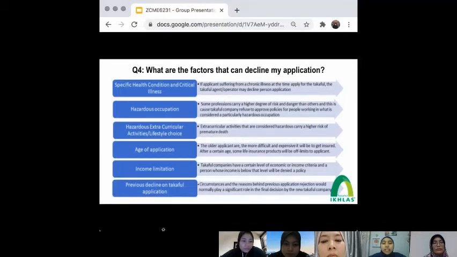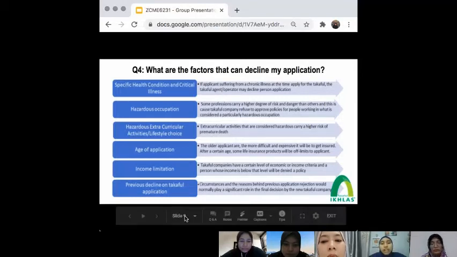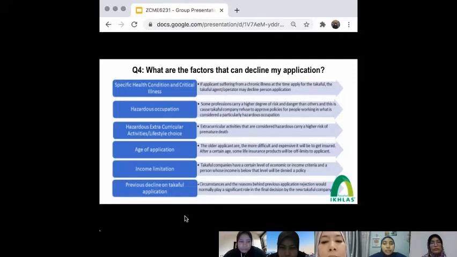There are also extracurricular activities that are considered hazardous and carry a high risk of premature death. So participants in activities like mountaineering, base jumping, rock climbing, and other adventure sports may find it difficult to get Takaful protection.